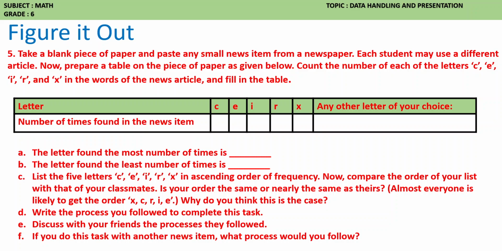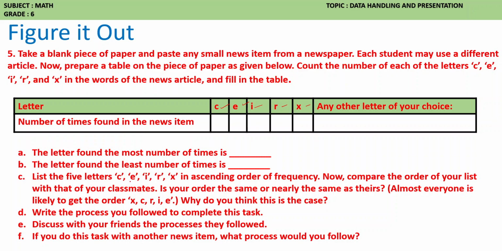Next question. Take a blank piece of paper and paste any small news item from a newspaper. Each student may use a different article. Now prepare a table on the piece of paper as given below. Count the number of each letter C, E, I, R, X in the words of the news article and fill in the table. The table has the letter and the number of times found in the news item. Letters are C, E, I, R, X and any letter of your choice. We need to fill in the letter found the most number of times and the letter found the least number of times.